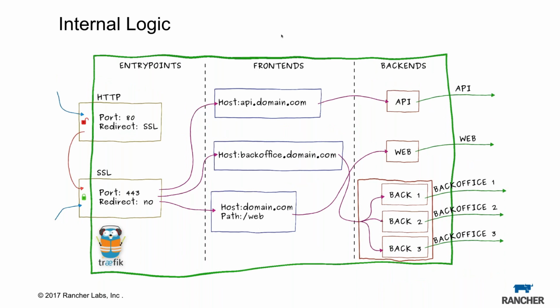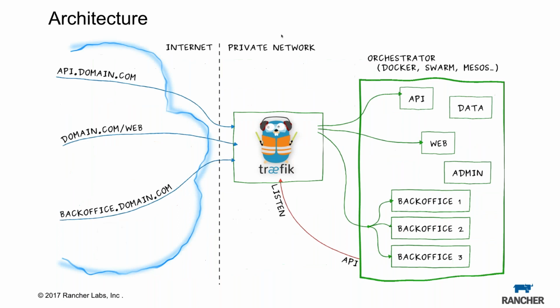The internal logic is like that. You have three sections: entry points, front ends, and back ends. Entry points are static configuration. Entry points mean where Traefik is listening in HTTP, in HTTPS, the admin port. This is static, and front ends and back ends are dynamic.